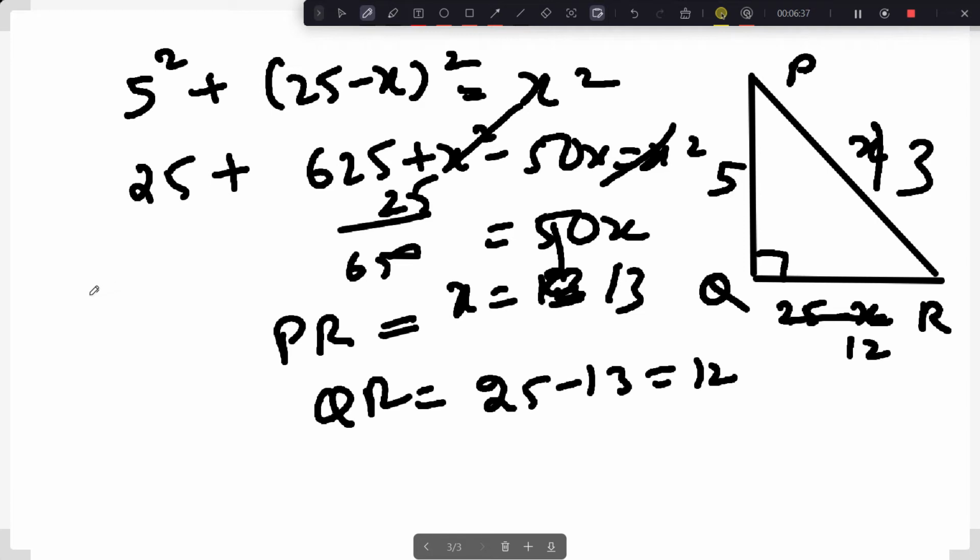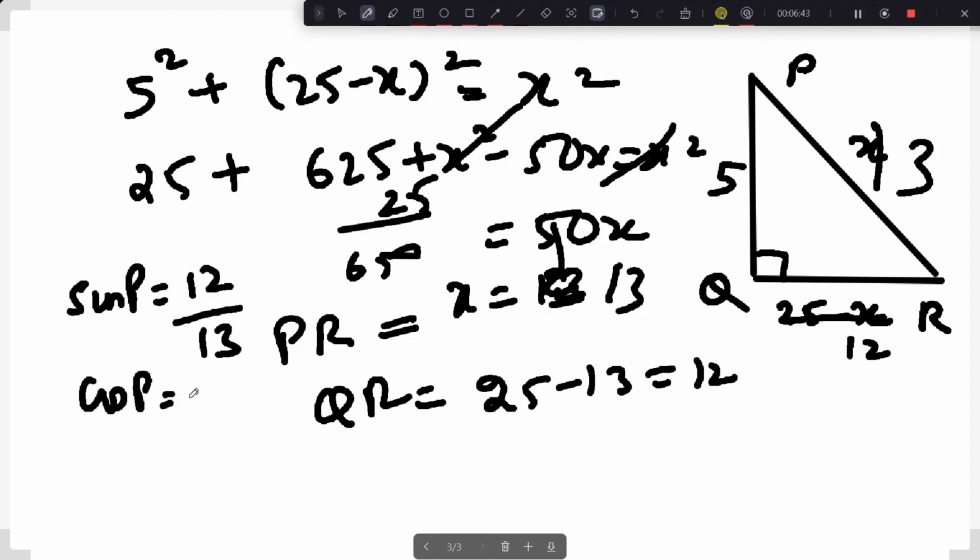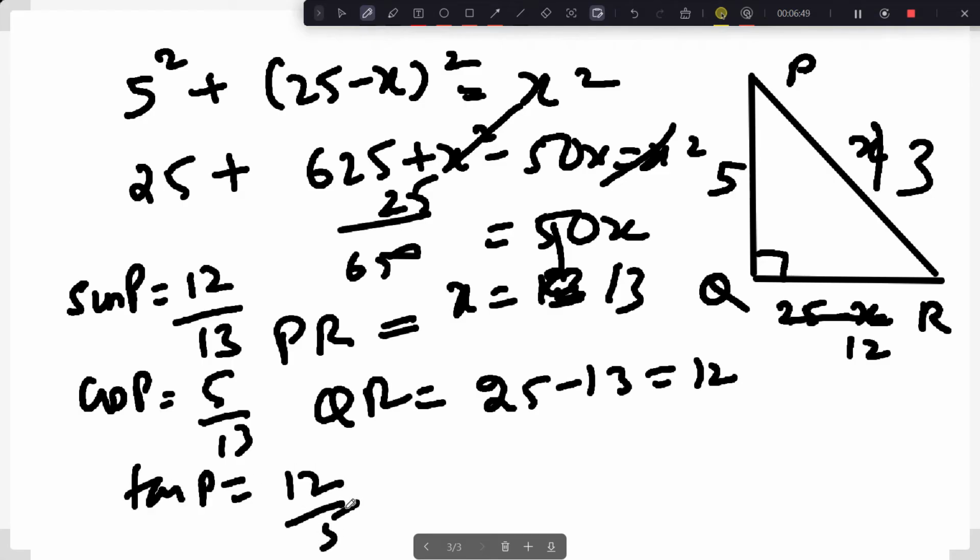Sin P is 12 by 13, cos P is 5 by 13, tan P is 12 by 5. So that's it, guys. That's it for exercise 8.1. We'll do an example and then we'll move on to the new topic.